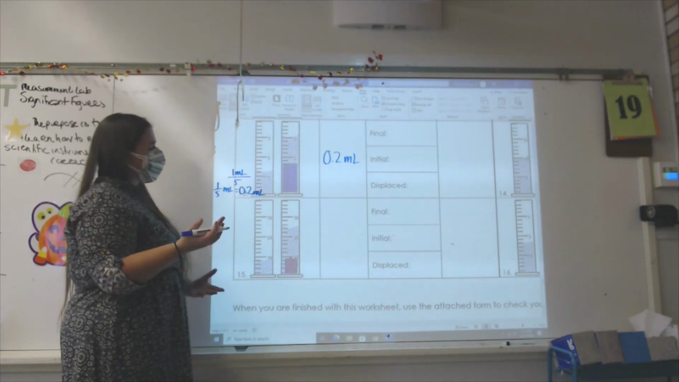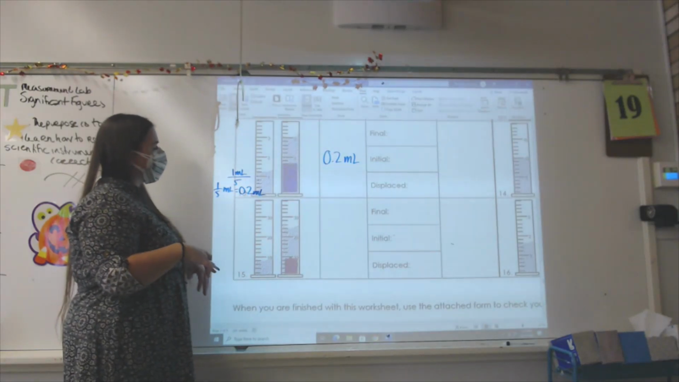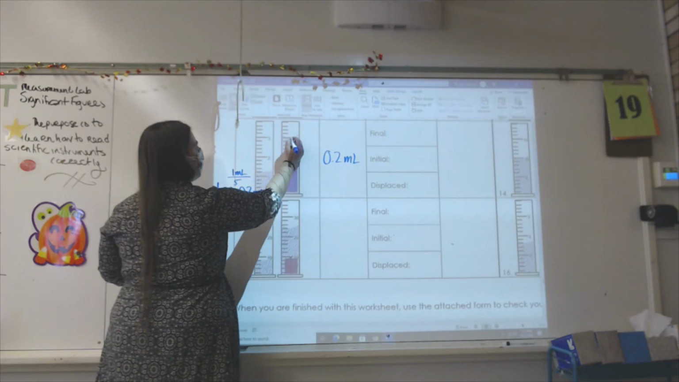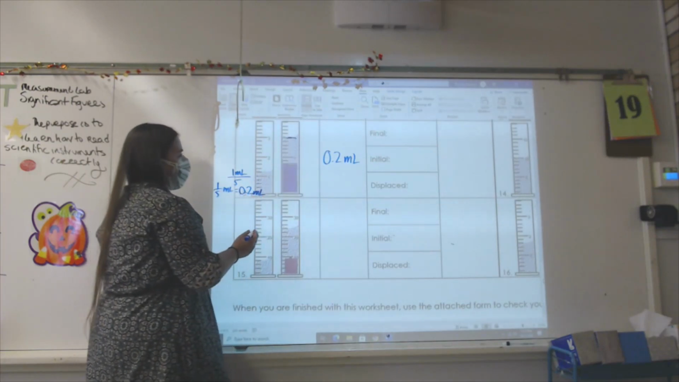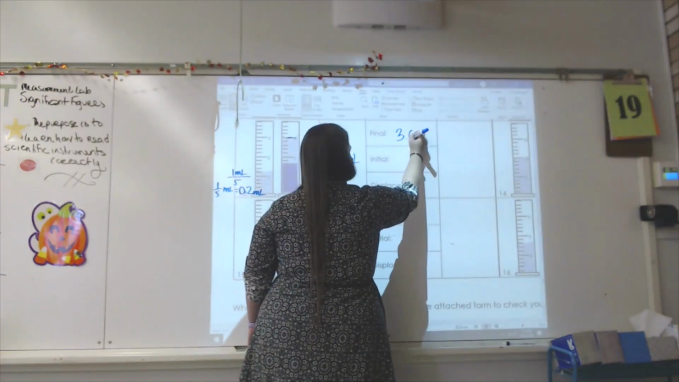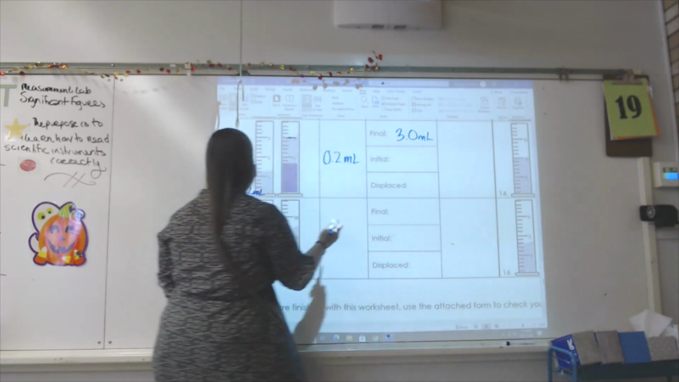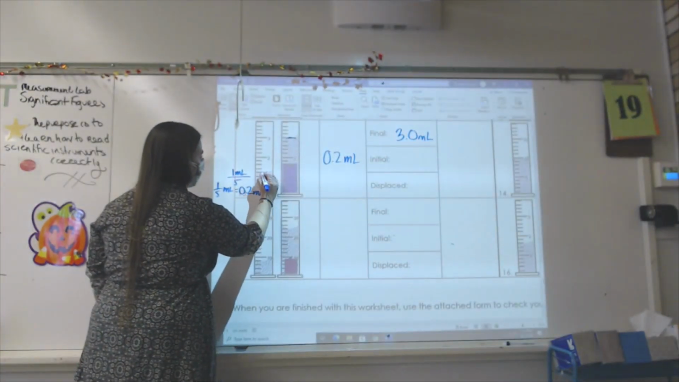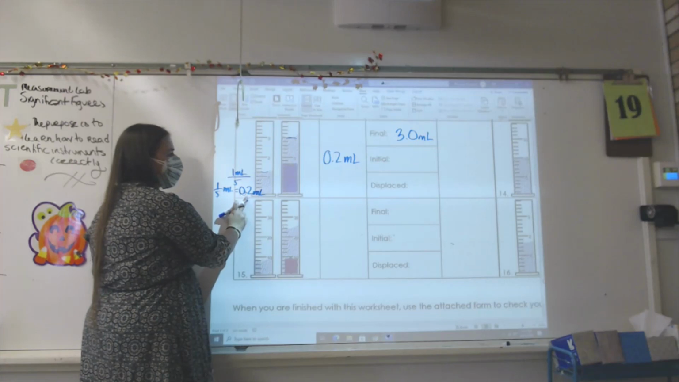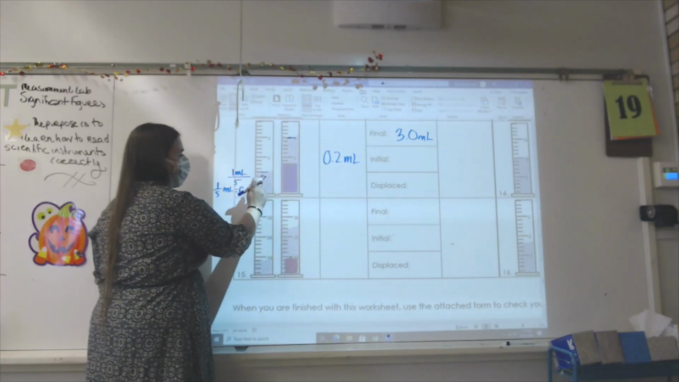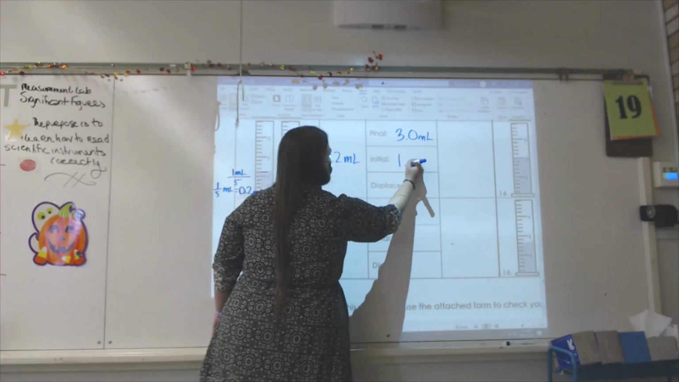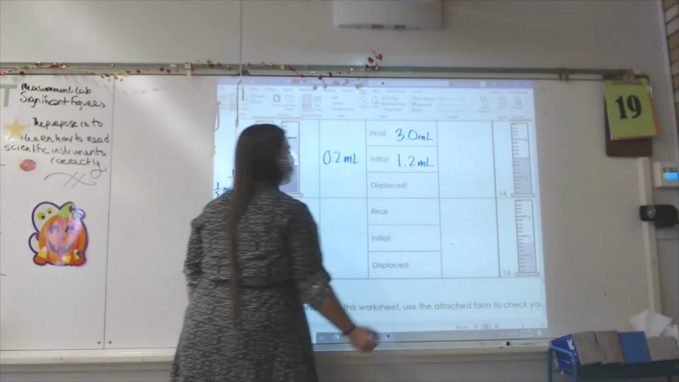Now I'm going to do the same process I did before. I'm going to take my final volume minus my initial. My final volume is sitting right at that 3 milliliter mark. Makes it nice and easy. My initial volume is 1 tick mark above the 1. But I know that each tick mark is 0.2 milliliters, so my initial volume is 1.2 milliliters.